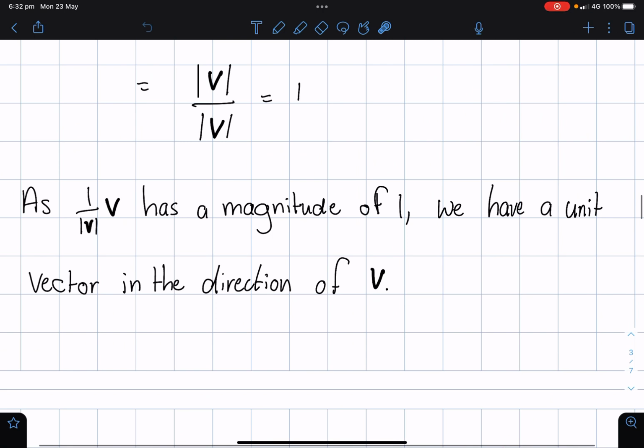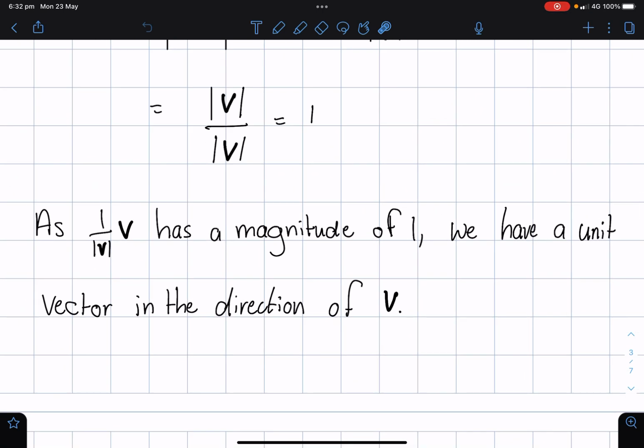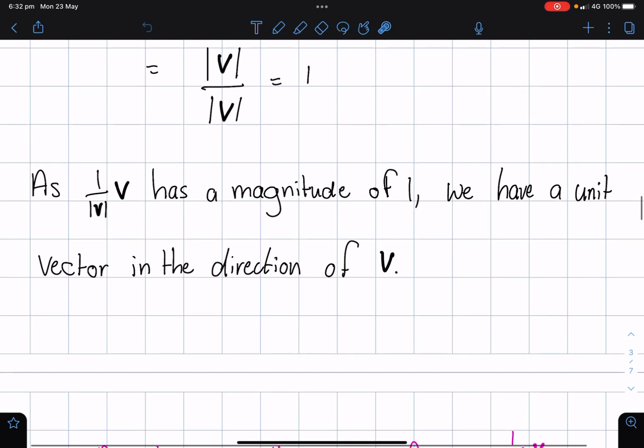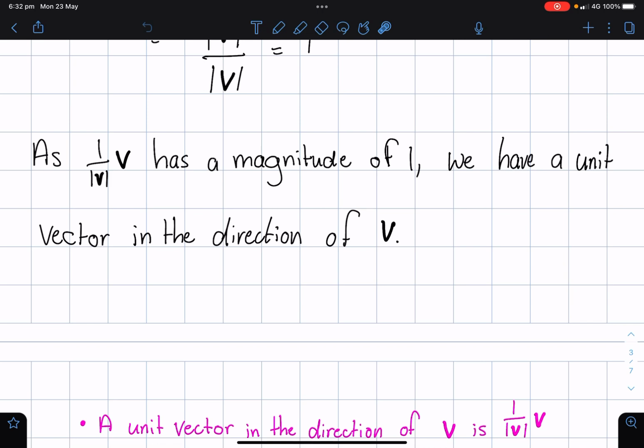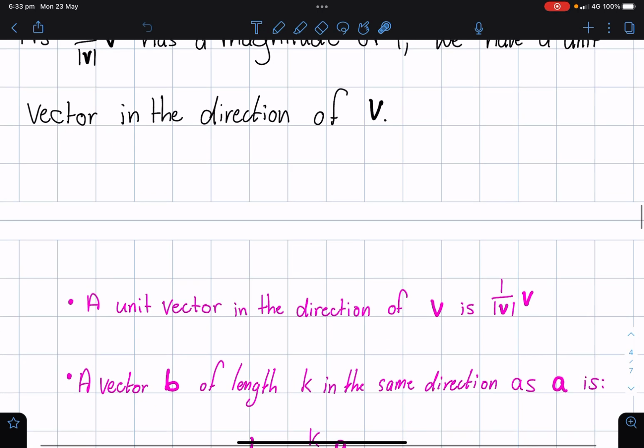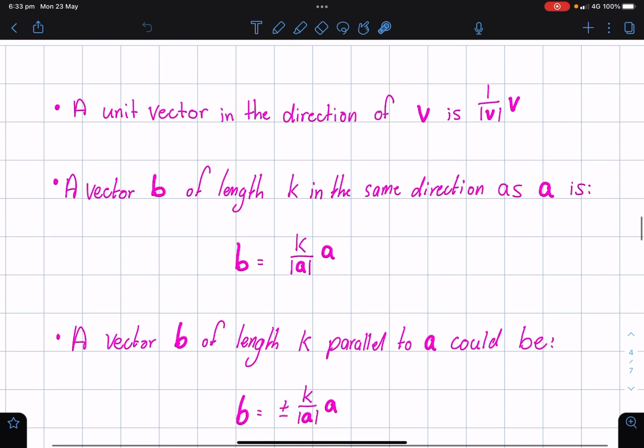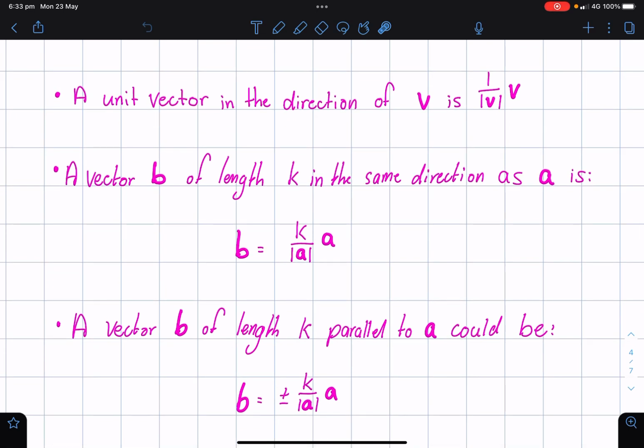There's a little bit going on there, so maybe pause, go back, and have another run through that little proof. As 1 divided by the magnitude of vector v times vector v has a magnitude of 1, we now have a unit vector in the same direction as vector v because they're parallel, and it's a positive parallel at this stage. So just a couple of cool little results. A unit vector in the direction of vector v is 1 over the magnitude of vector v, times vector v.